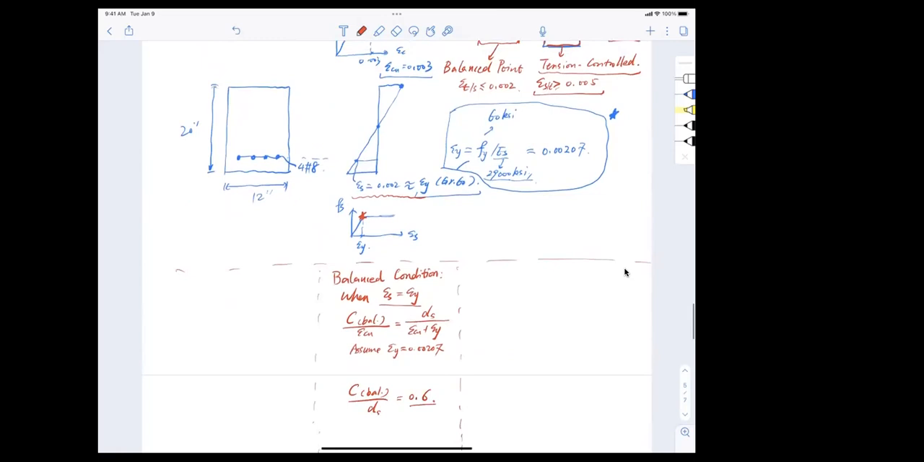That is, when the concrete crushes, you're still about to yield, just about to yield, okay? So this is the balance condition. And you should know that, right? This is in terms of phi, and let me do another drawing here, just a differential in terms of phi. In terms of phi, this is epsilon S, and that is the strain in the steel, okay?